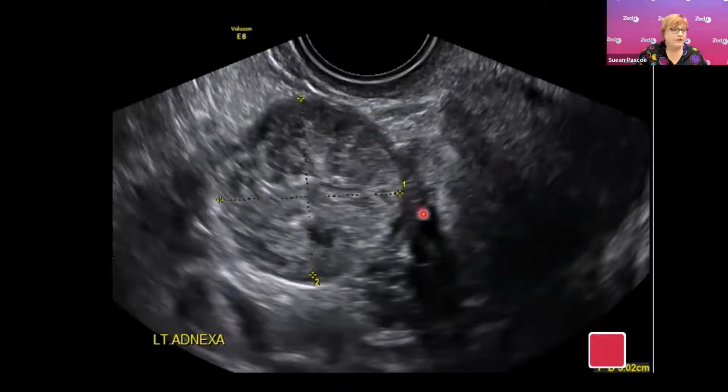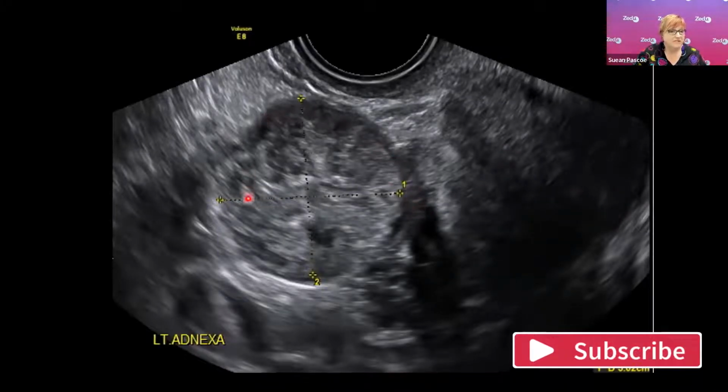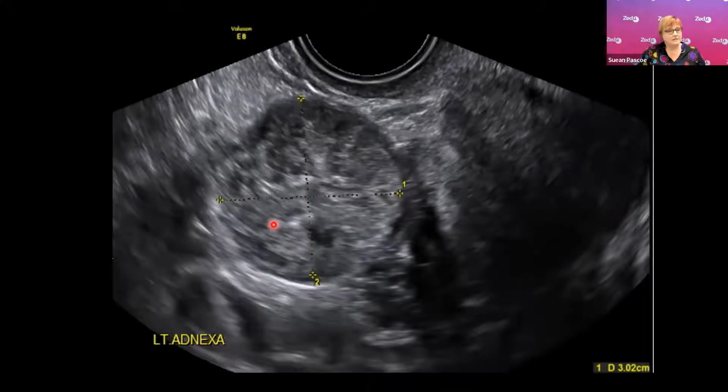Here's an example of an adnexal mass. It doesn't have that classic donut appearance. We certainly can't see the decidual reaction and a cystic space associated with a gestational sac, but we have a complex mass here. And so we manage that as an ectopic until we can prove it otherwise.